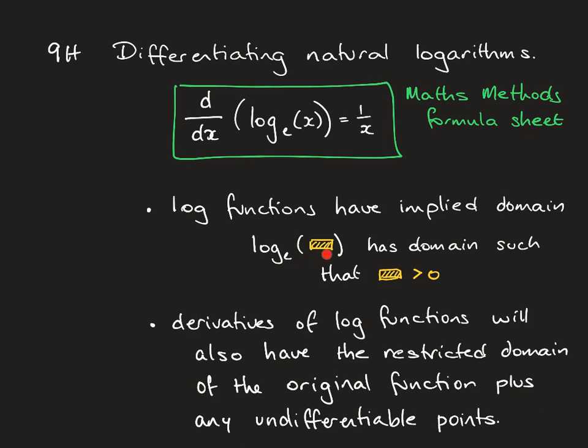So log to the base e of anything has a domain where whatever is in there has to be greater than 0. So what you have here is a function that only exists for positive real numbers, and the derivative of it, if it is just the formula, the hyperbola, has a domain that's actually all real numbers except for 0. So you have to be careful.